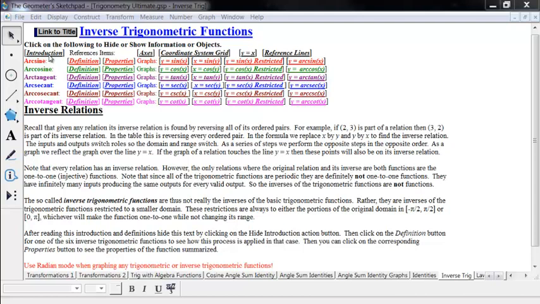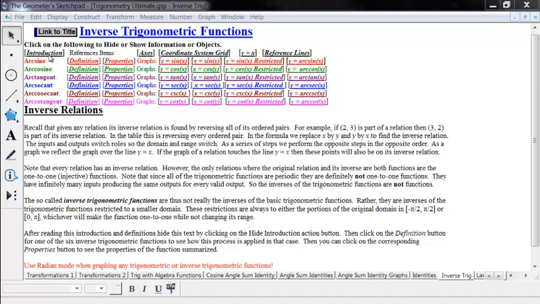This is Jack Jackson. We're going to be looking today at inverse trigonometric functions. This video is going to introduce us to the concept and talk about the arcsine or inverse sine function, and we'll follow this up with videos for each of the other 5 inverse trig functions.